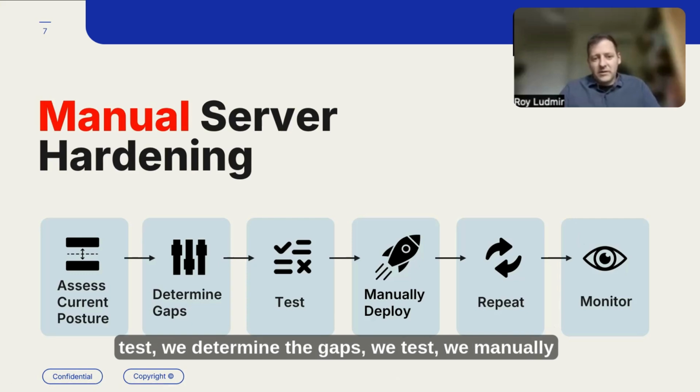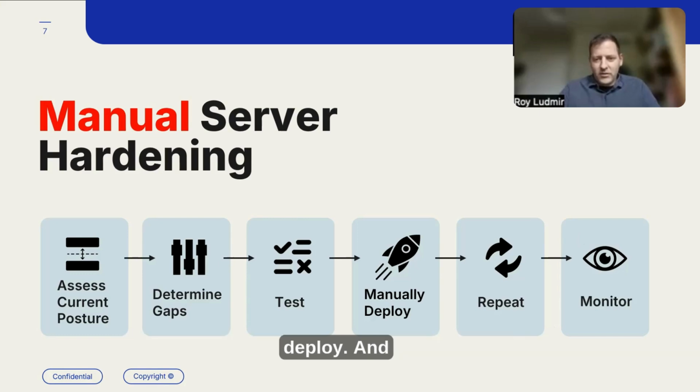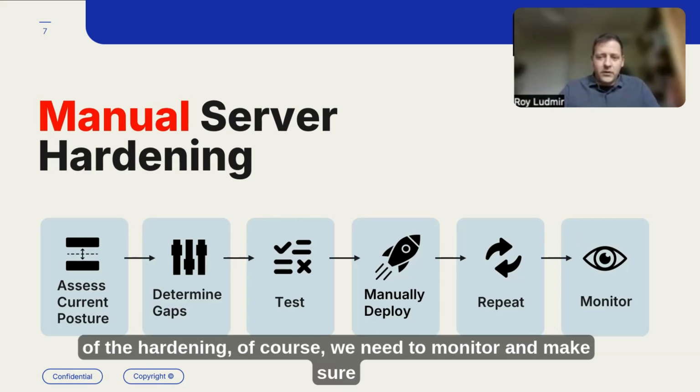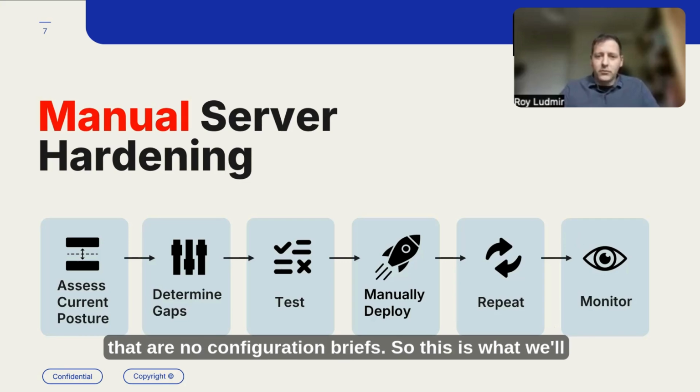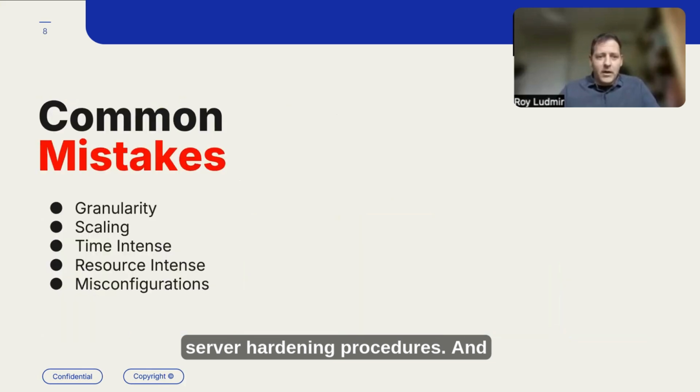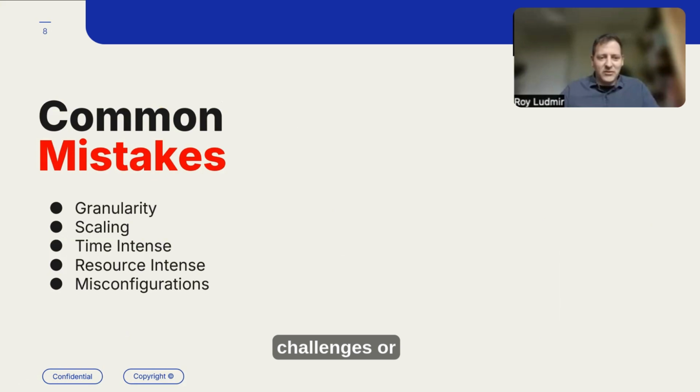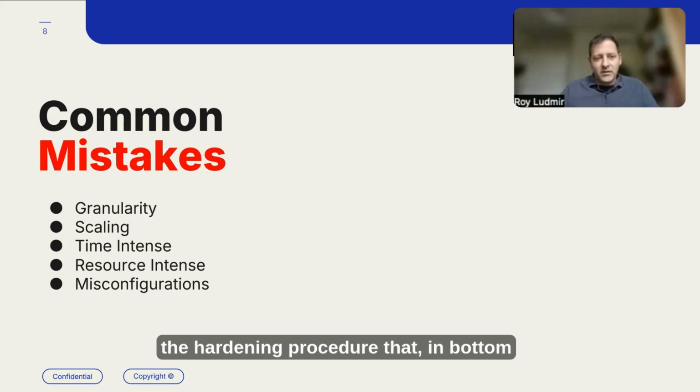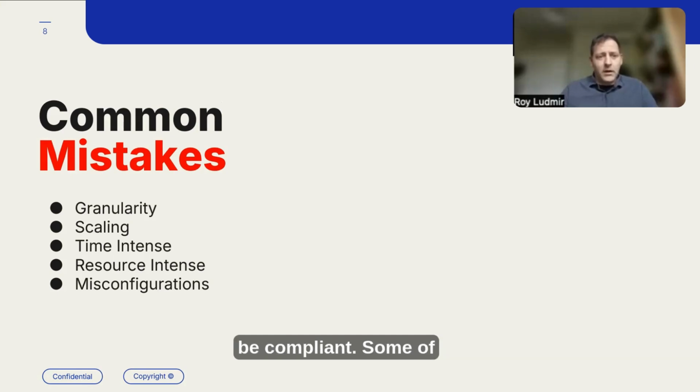We determine, we test, we determine the gaps, we test, we manually deploy. And during the life cycle of the hardening, of course, we need to monitor and make sure that there are no configuration drifts. So this is what we'll usually see when using manual server hardening procedures. And using the manual way might cause some mistakes or challenges or failures through the hardening procedure that, in the bottom line, is causing the infrastructure not to be compliant.